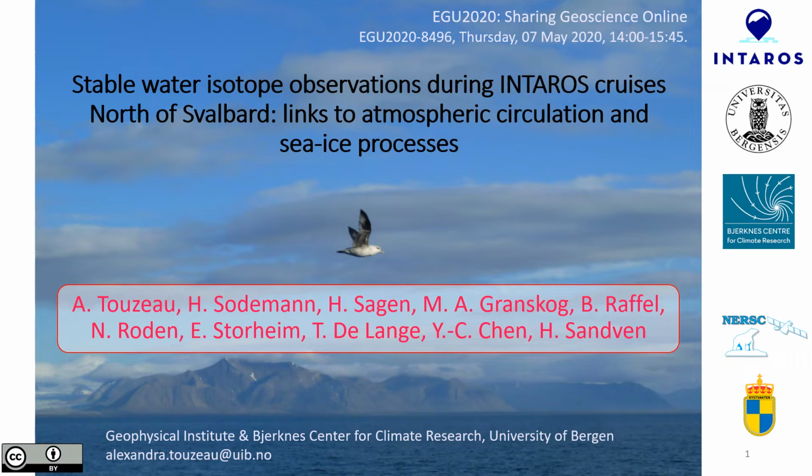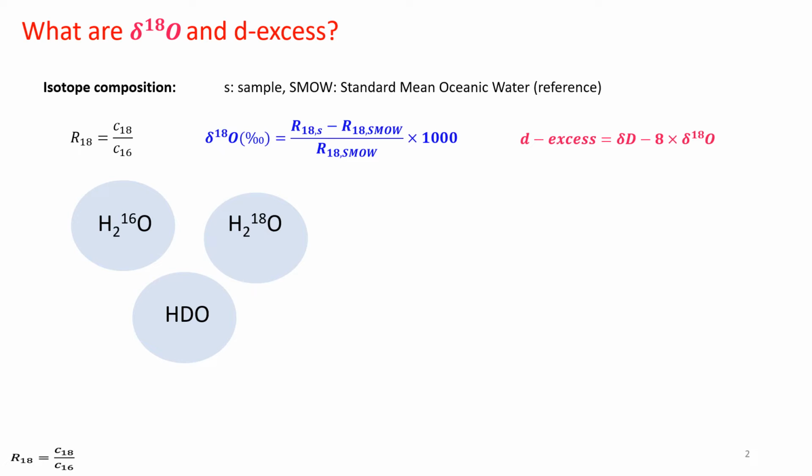And this is now a nice view of Svalbard as we were moving northward. First, I would like to present delta 18O and the d-excess that I will use throughout this presentation. Delta 18O is a common notation for describing the ratio between the heavy water molecule H218O compared to the common light molecule H216O.